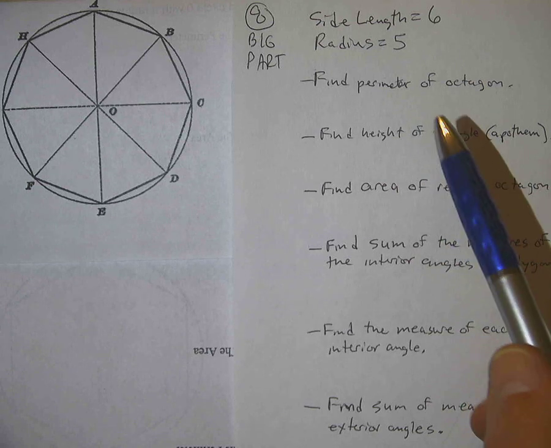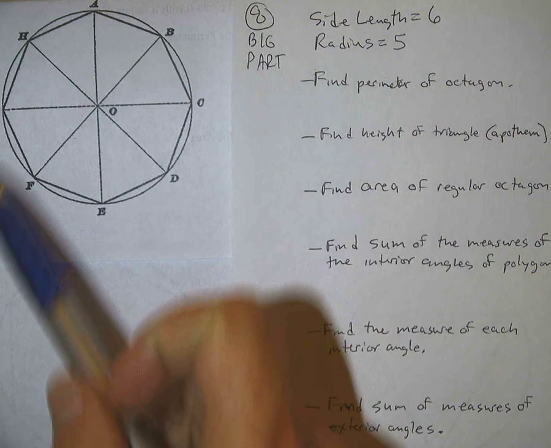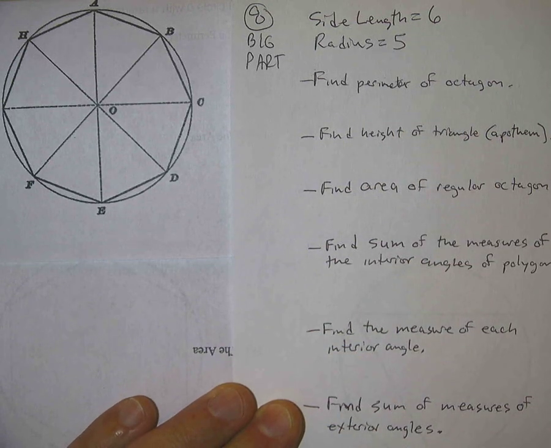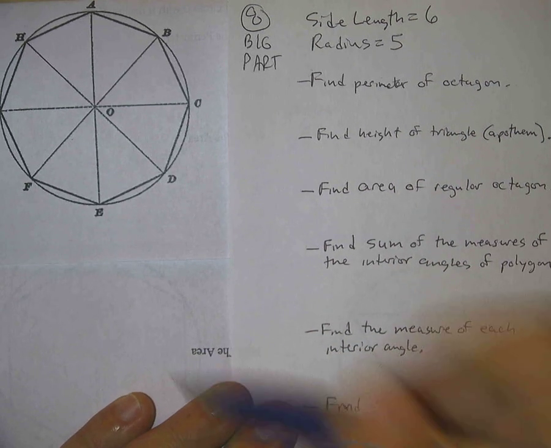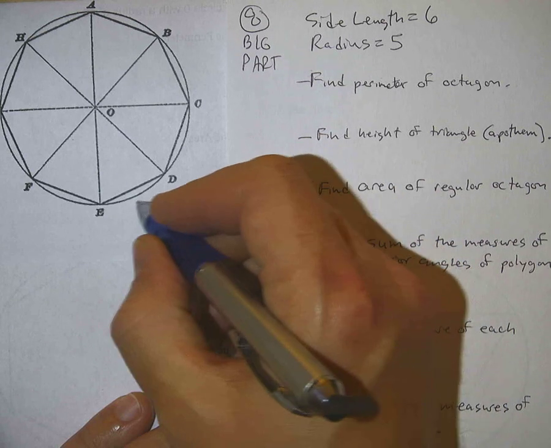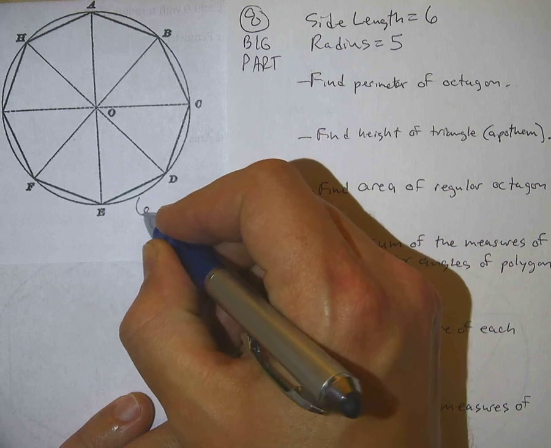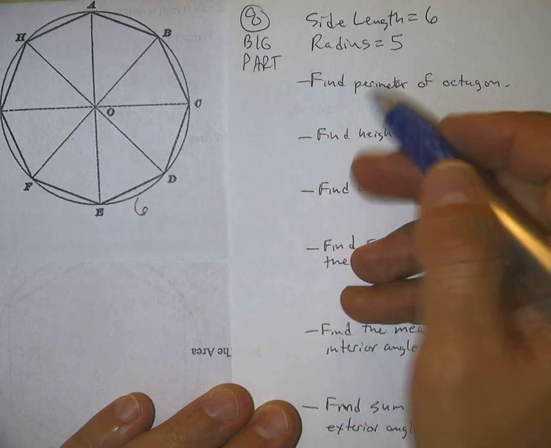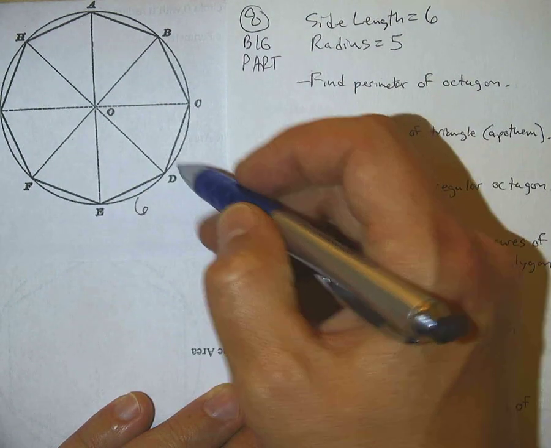So we have a regular octagon here, and it says it has a side length of 6. So I'm going to label one of the sides, I'm going to say that's 6 units. Then it says this has a radius of 5. Radius goes from the center of the polygon to the edge. So this is 5.